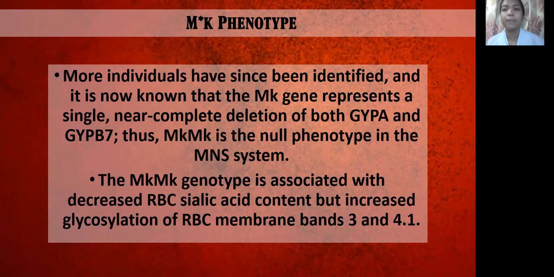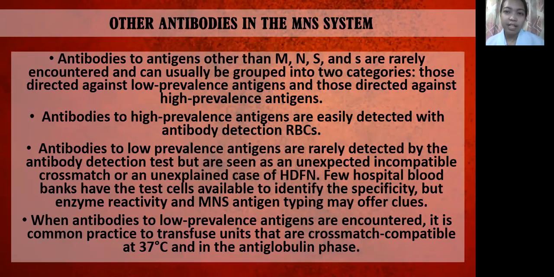So MK genotype is associated with decreased RBC sialic acid content but increased glycosylation of RBC membrane bands 3 and 4.1. Other antibodies in the MNS system, antibodies to antigens other than M, N, S and s, are rarely encountered and can usually be grouped into two categories: those directed against low prevalence antigens and those directed against high prevalence antigens. Antibodies to high prevalence antigens are easily detected with antibody detection RBCs. Antibodies to low prevalence antigens are rarely detected by the antibody detection test but are seen as an unexpected incompatible cross-match or an unexplained case of HDFN.